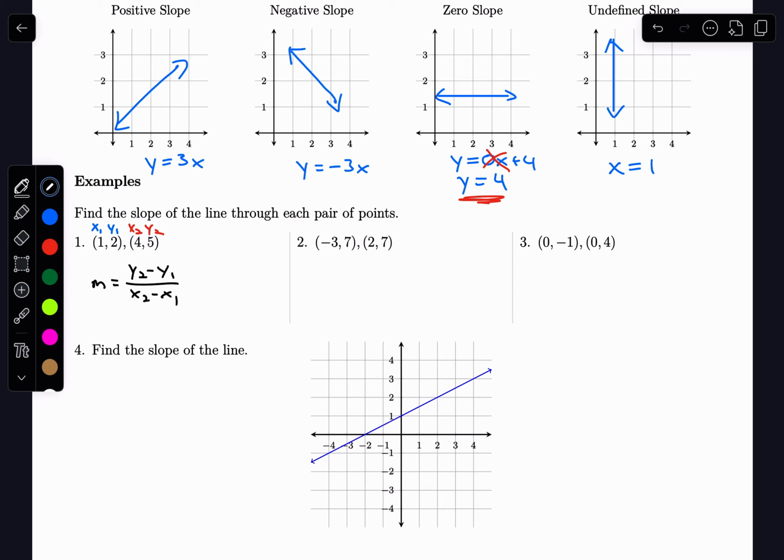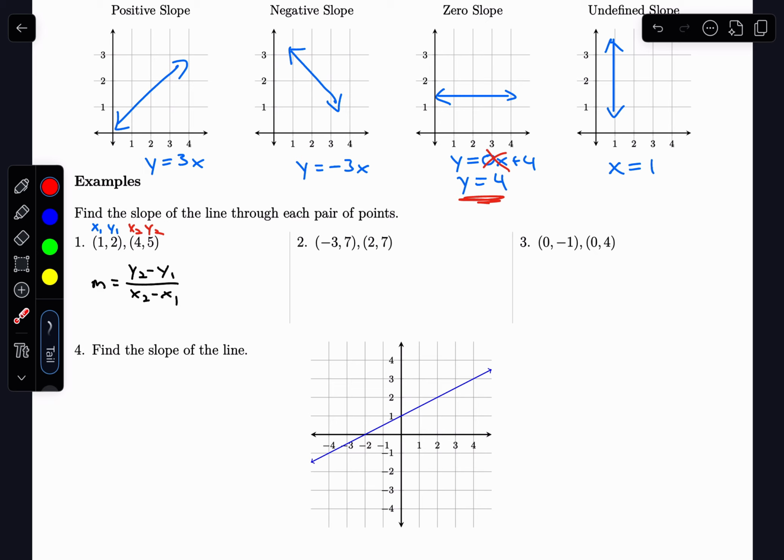Now, it does not matter which point is which. Okay, it does, however, matter that x1 and y1 are together. So this first point could be x2, y2, or x1, y1, but the subscripts, these ones here, have to be on the same point because they refer to this as point 1. So x subscript 1 means the x value of point 1, and then y sub 1 is the y value of point 1. So x1, y1 just have to be together, but it doesn't actually matter which point is which.